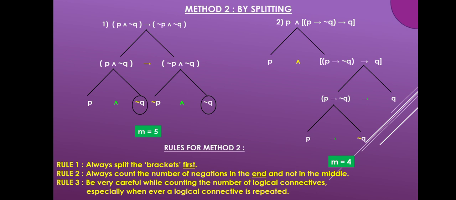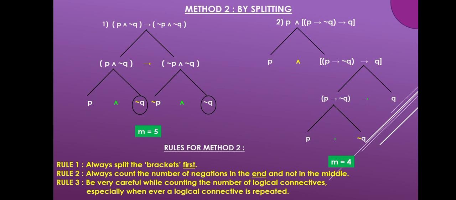Just like the BODMAS rule, first split the two brackets. On splitting it, we get our first logical connective, which is implication. Now, we need to split each of the following brackets separately. On splitting the first bracket, we get our second logical connective, which is and. On splitting the second bracket, we get one more and.